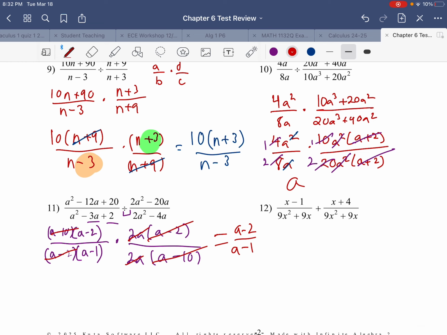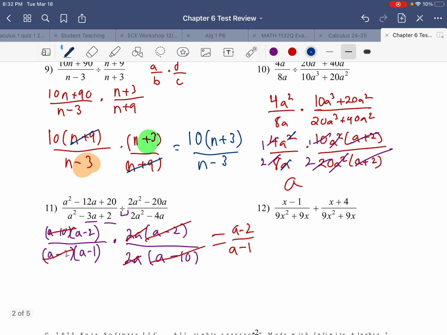All right, I'm going to do one more, and then I'll make the rest of this in the second part. When we're adding the rational expressions, like when we're adding fractions for like 1/4 plus 1/3, I need to have a common denominator. The fact that I'm adding these up and both denominators are 9x squared plus 9x tells me this should be 9x squared plus 9x.